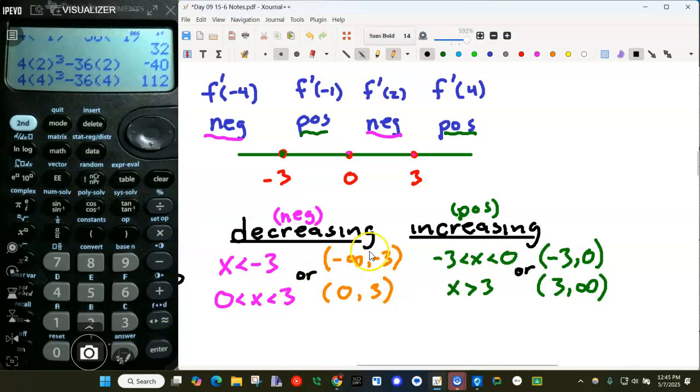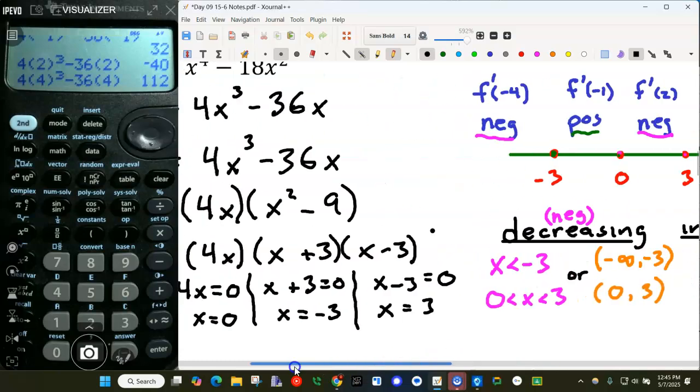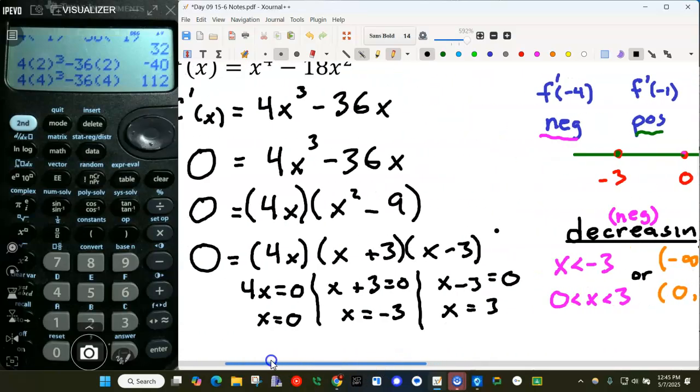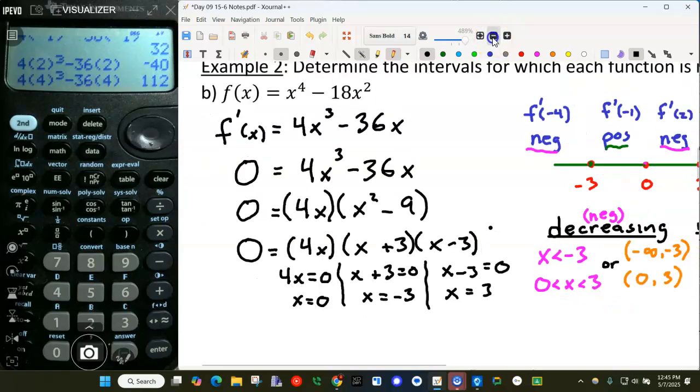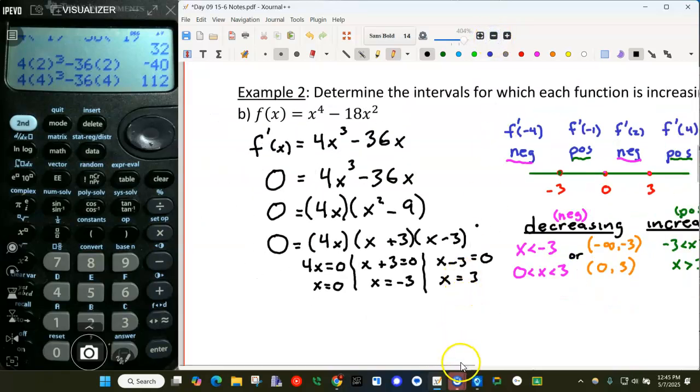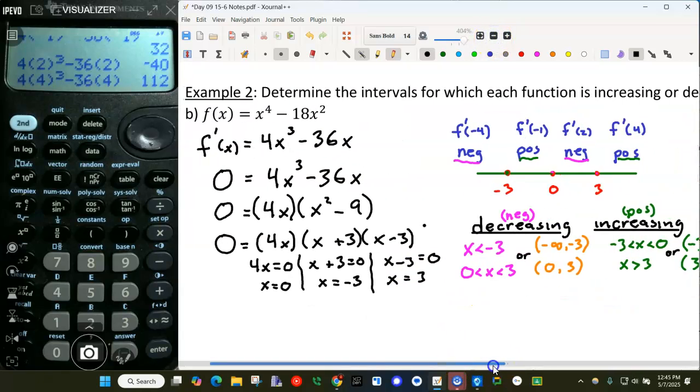Alright, so that's the process. Why don't you go ahead and try the next one on the next page using this. Alright, and having your calculator. Hopefully you have one of these where you can just easily substitute in and out some numbers. Give that a try. I'll leave mine up here so you can see it. There you go.